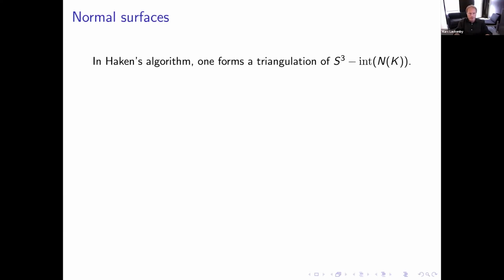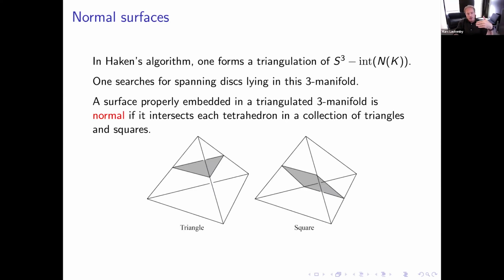The way that Haken approached this was he looked at the knot exterior and then he triangulated it. That's a very straightforward thing to do. You can triangulate the knot exterior in a rather simple way, where the number of tetrahedra is a linear function of the number of crossings in your diagram. And then you look for spanning disks sitting inside that three-manifold.